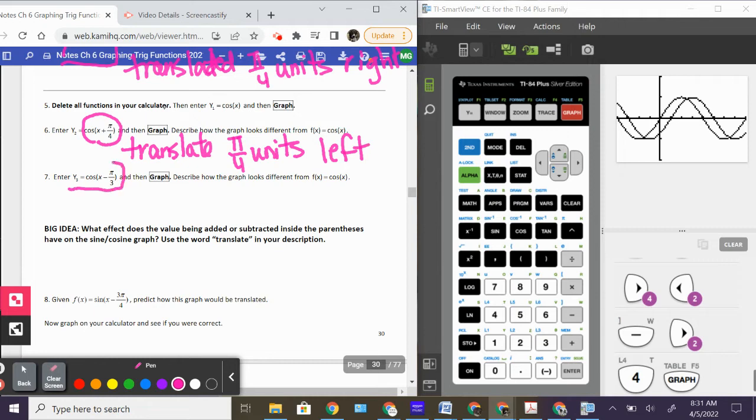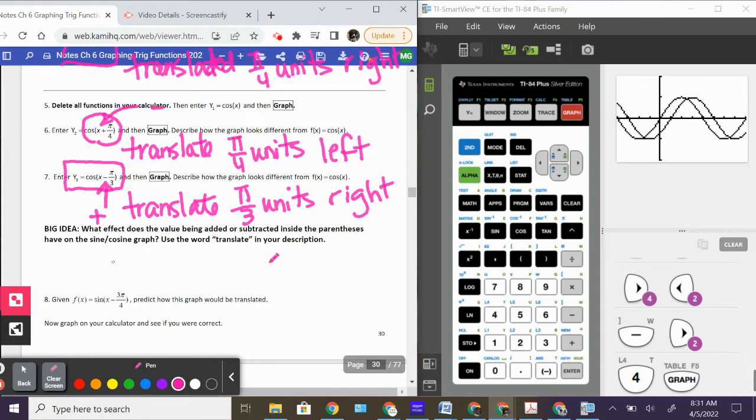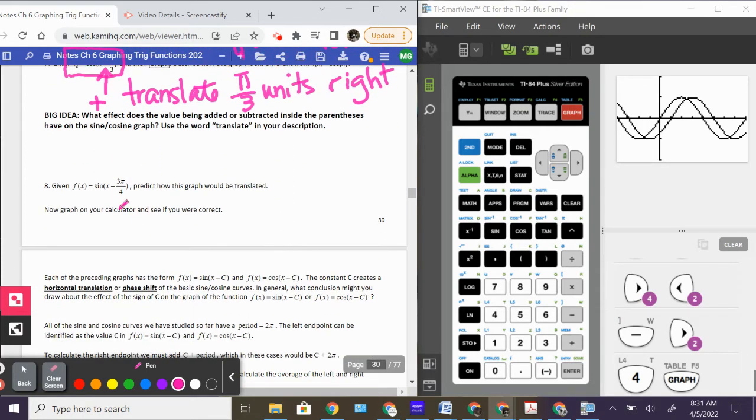Whereas this one says the cosine of, and then in parentheses, x minus pi over 3, it will translate pi over 3 units to the right. Okay, so again, opposite same. If you see a minus in here, it's going to bring it in the positive direction. You see a plus in here, it brings it in the negative direction. Okay, so you can go ahead and write your description down right here and then make a prediction right here.